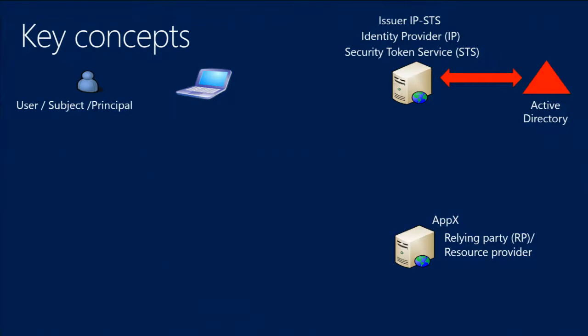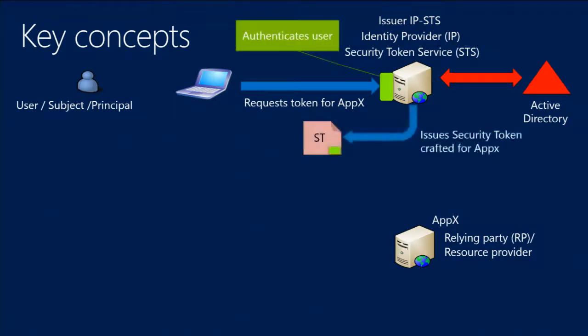So key concepts. We have a user and it requests a token. Requests a token for application X, all right? Well, if you were doing Kerberos, that's exactly what you do. You'd say, oh, can I have a Kerberos token to application X? But the difference here is, once we've been authenticated, it issues a security token that is crafted for application X with the claims on it that application X needs. Whereas a Kerberos token, it's, hey, you want to go to application X? Here you are, all your group membership.